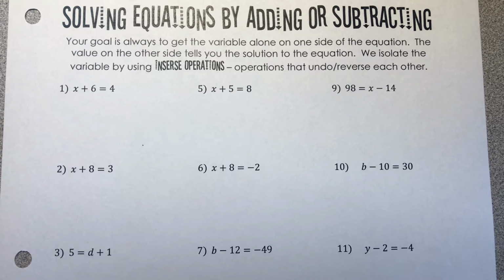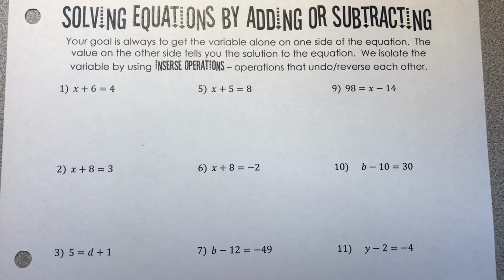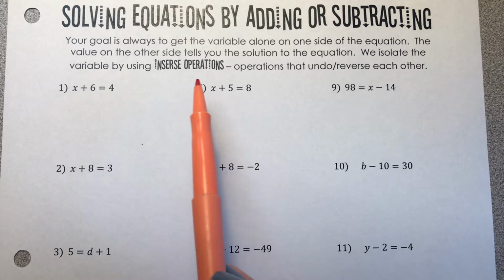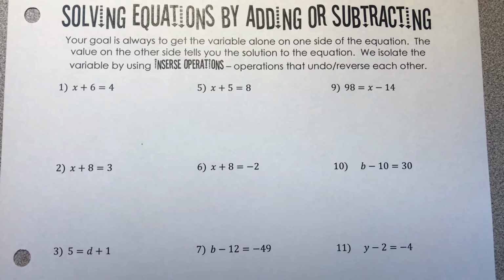So let's get started. Your goal in solving an equation is to get the variable alone on one side of the equal sign. The value on the other side tells you the solution to the equation. And what we're going to do is isolate the variable using something called inverse operations. Those are operations that undo or reverse each other.